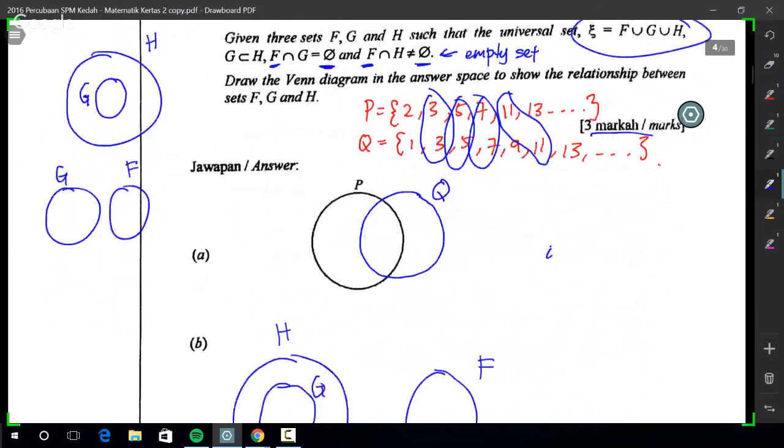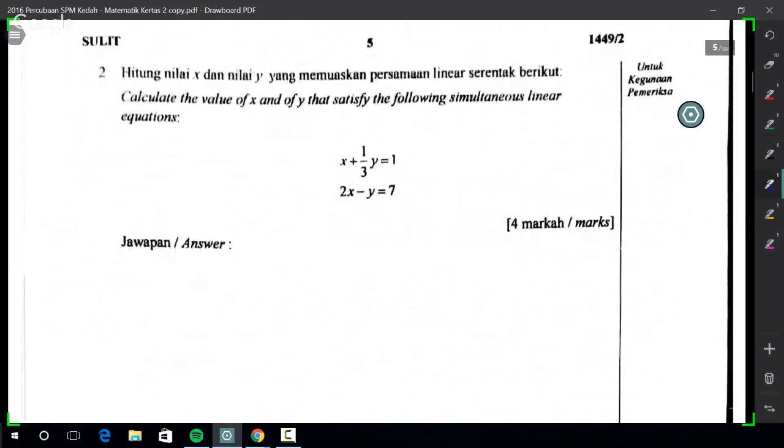Okay, so let's go on to the next question. This is simultaneous equations, and the question basically asks you to calculate X and Y. It depends on which method you like to use. But whenever I see simultaneous equations, I do not like fractions.